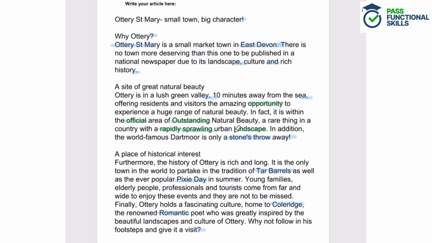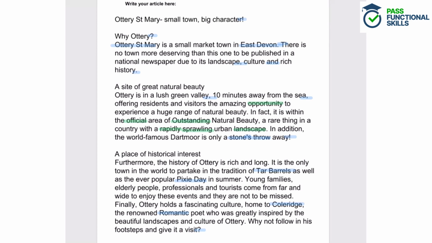So we were told to focus on an area or a town, and we've got words like landscape there, and we're talking about areas of outstanding natural beauty. So if you can include any specialist words to do with the topic, so long as you can spell them correctly, that would be fantastic. It's also a really great idea to check through your spelling after you have written your answer.